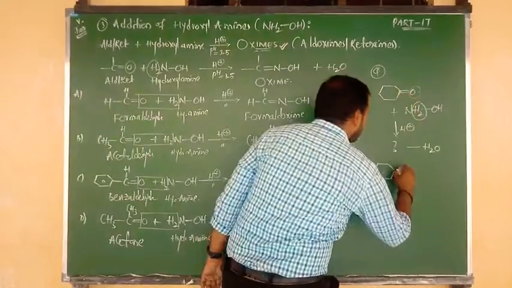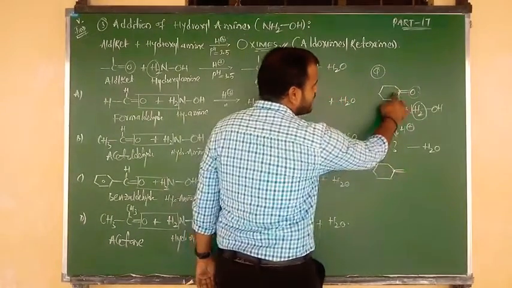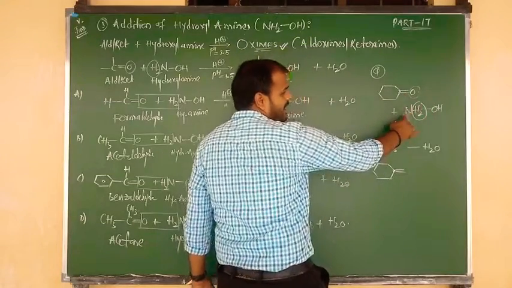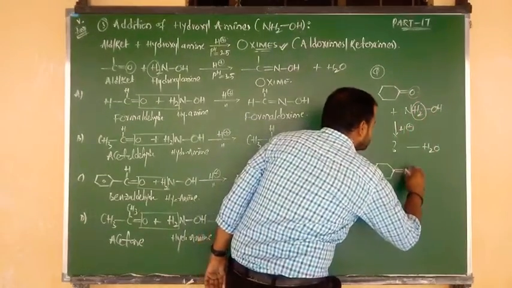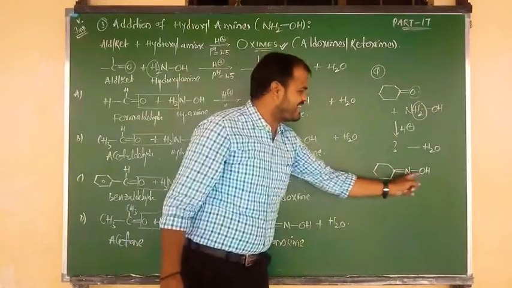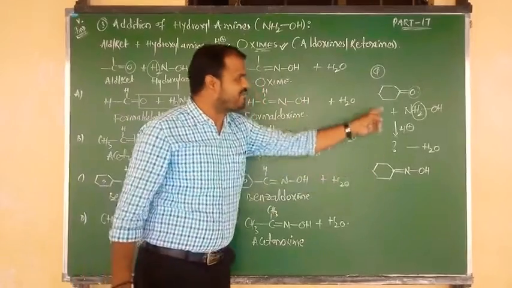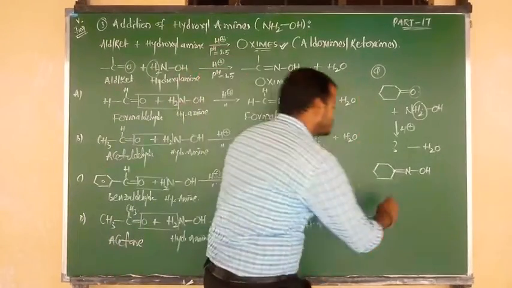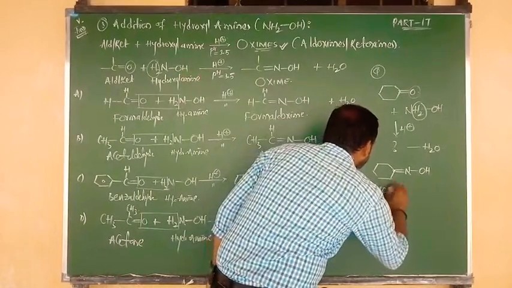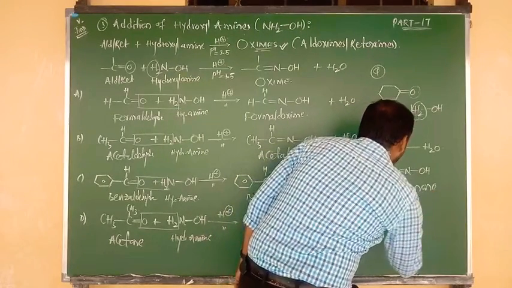The ring is the same, and it contains the double bond as it is. So here the central carbon is there, na beta? C double bond N, N bonded to OH. Again it looks like an oxime, but the oxime coming from cyclopentanone. So we have to say the product name is called cyclopentanone oxime.